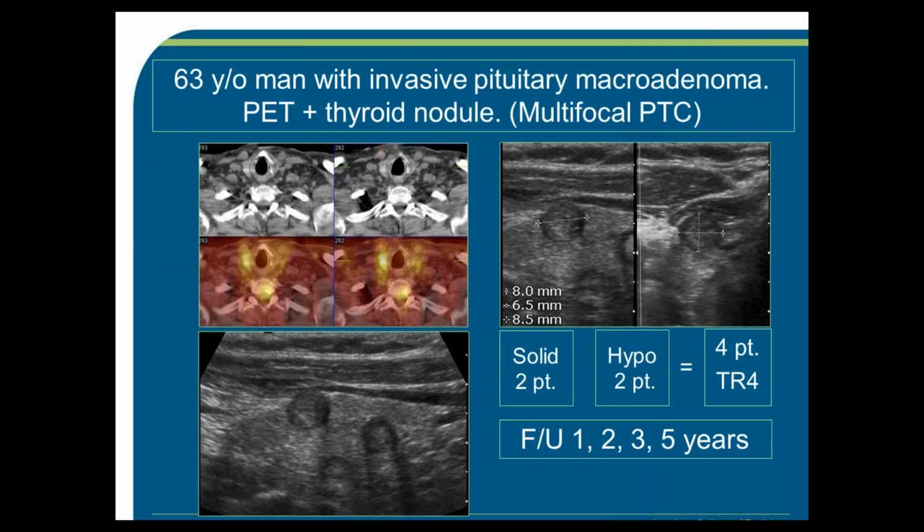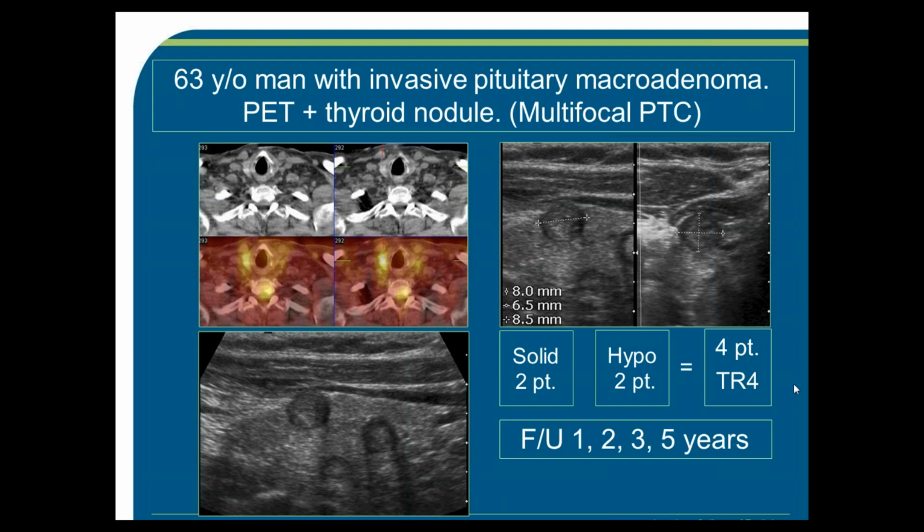So the first is FDG positive nodules. This is an example of a 63-year-old man with an invasive pituitary microadenoma. He had a PET scan that showed an FDG avid thyroid nodule in the right lobe of the thyroid. So he came to ultrasound, and you can see that he has scattered similar appearing nodules, the largest of which was about 8.5 millimeters. It's solid and hypoechoic, 4 points, so it's a TR4 nodule, and under normal circumstances, a nodule with this size and this TI-RADS level would be followed at 1, 2, 3, and 5 years.